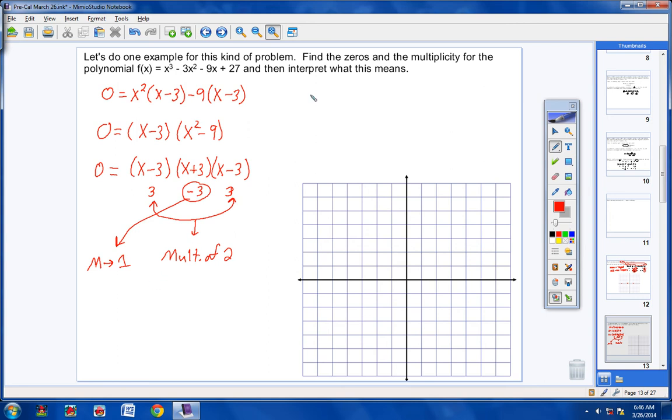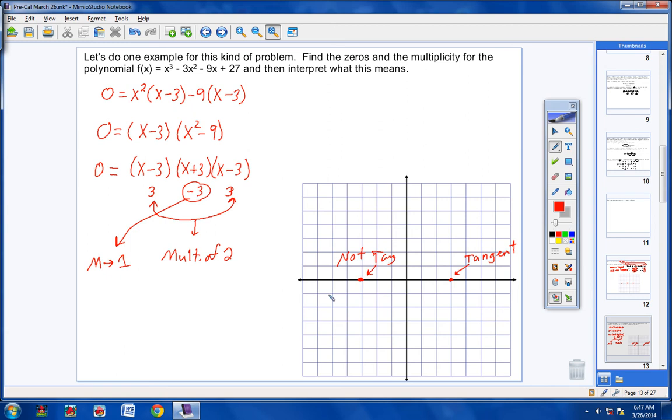Now I asked you to find the zeros and the multiplicity, and you did that. Now interpret what this means. Here's one zero at -3. Here's the other zero at +3. Now, the one that has an even multiplicity, which is my 3, I'm going to put the word tangent and draw an arrow. And that's all you need to do when I ask you to interpret. You're simply saying, at this point right here, the graph will be tangent to the x-axis. And over here, of course, we have no tangency, so you could put not tangent and draw an arrow.